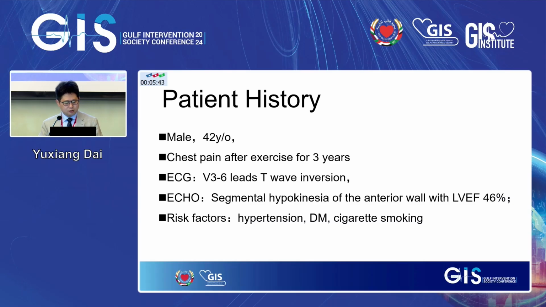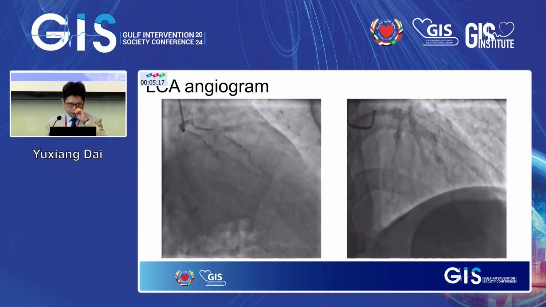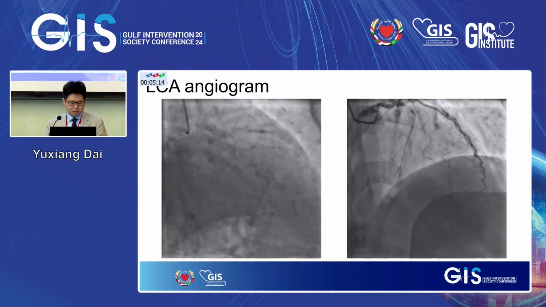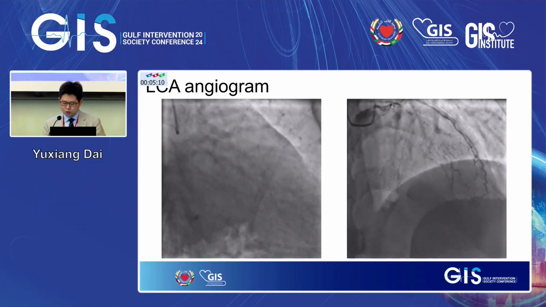This is a young gentleman who is 42 years old, with chest pain after exercise for 3 years. The ECG showed V3 to V6 lead T-wave inversion, and echo showed a segmental hypokinesia of the anterior wall with LVEF 46%. Risk factors included hypertension, diabetes, and cigarette smoking. The left coronary angiography shows very severe stenosis of the proximal LAD, followed by total occlusion.